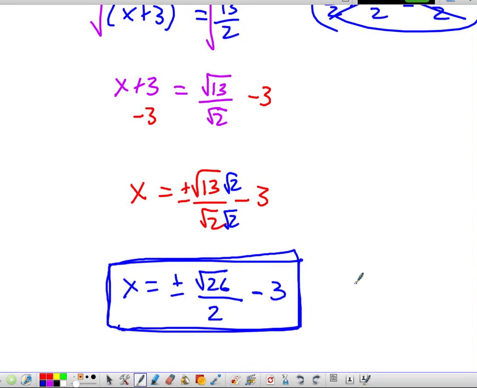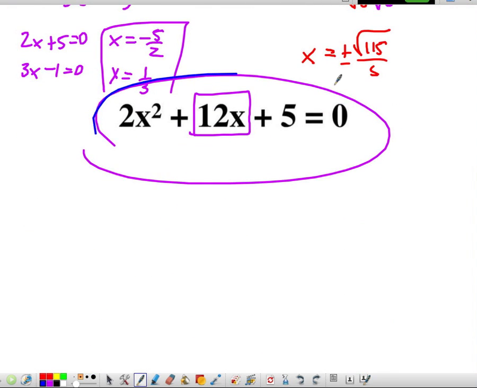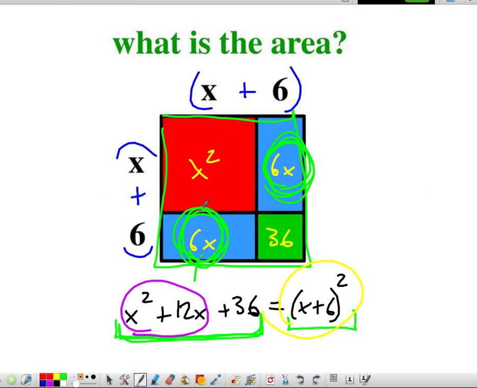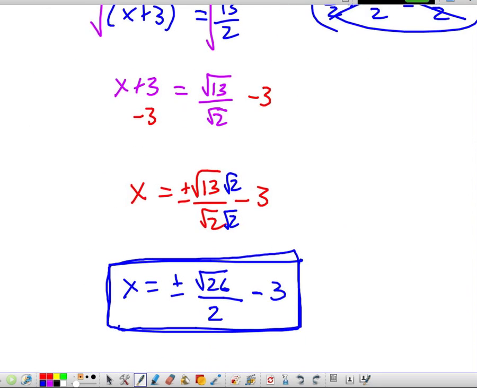And by the way, why couldn't we solve this by factoring? Well, it turns out that our final answer had a square root as part of the answer. So square root of 26 divided by 2 minus 3.